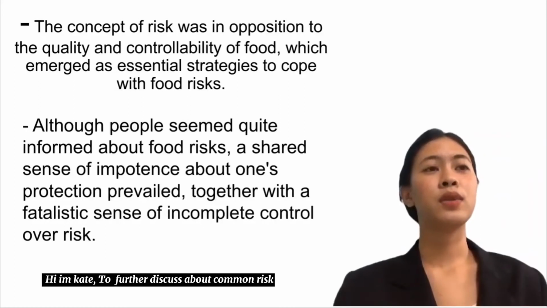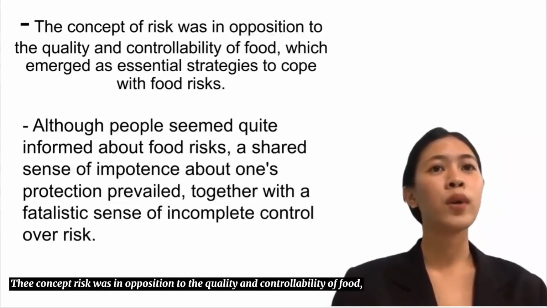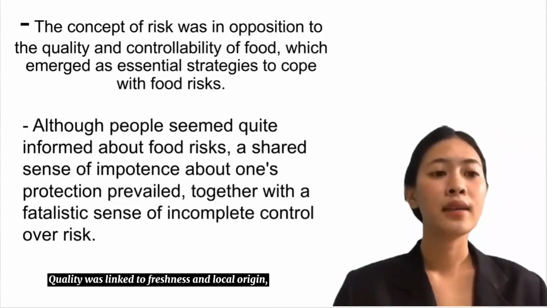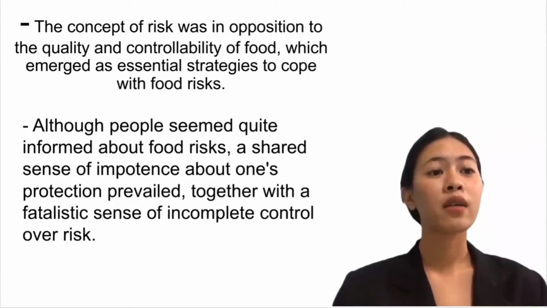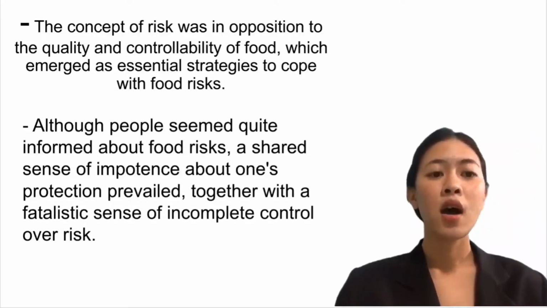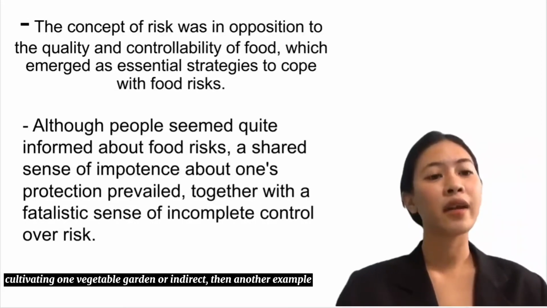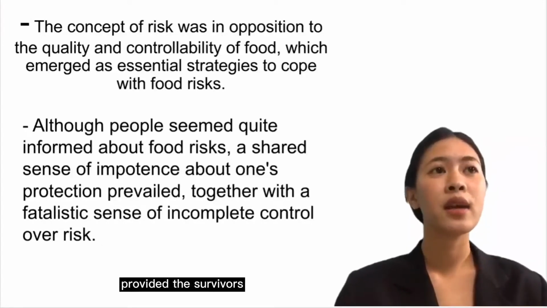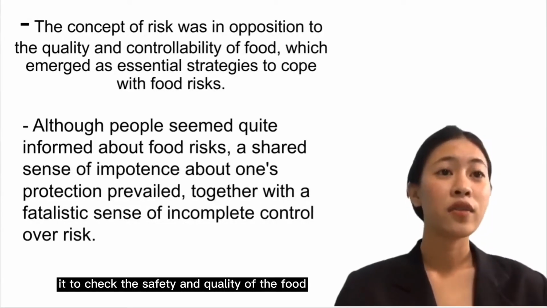Hi, I'm Kate. To further discuss common risk. The concept of risk was in opposition in the quality and controllability of food, which emerged as essential strategies to cope with food risk. The quality was linked to freshness and local origin, whereas controllability reflected a direct approach, for example, checking labels, having a relationship with the vendors, cultivating one's vegetable garden, or indirect. Then another example is control guarantee provided by suppliers and the government. It means to check the safety and quality of the food.